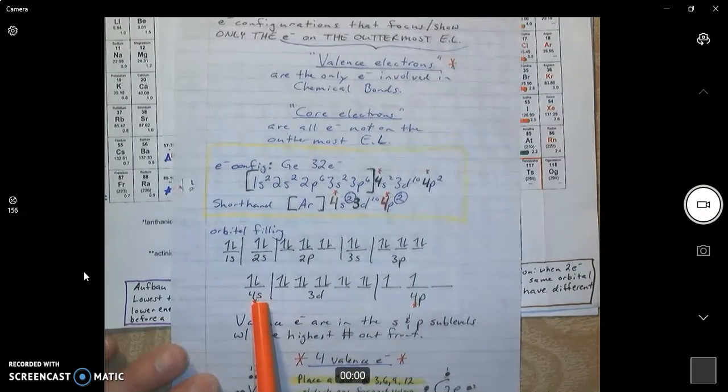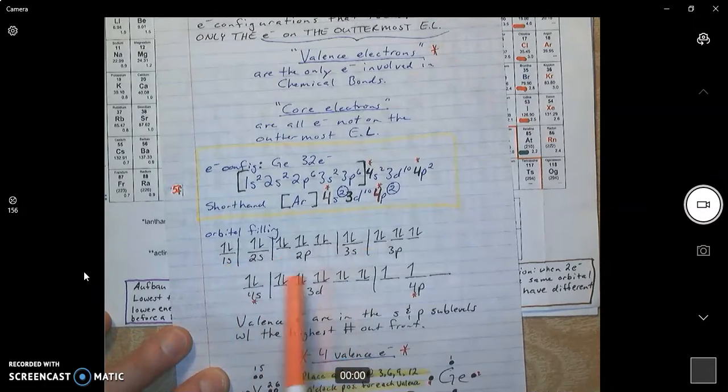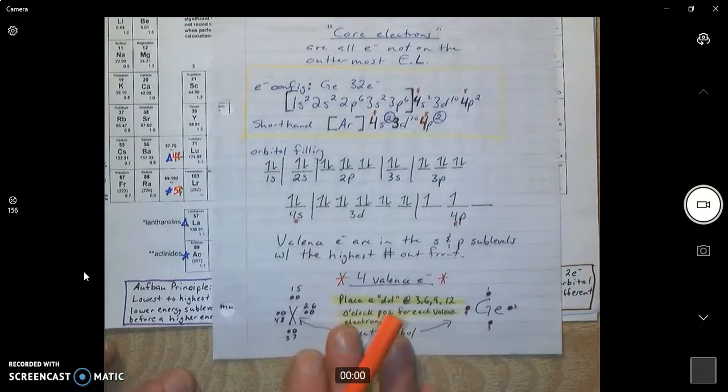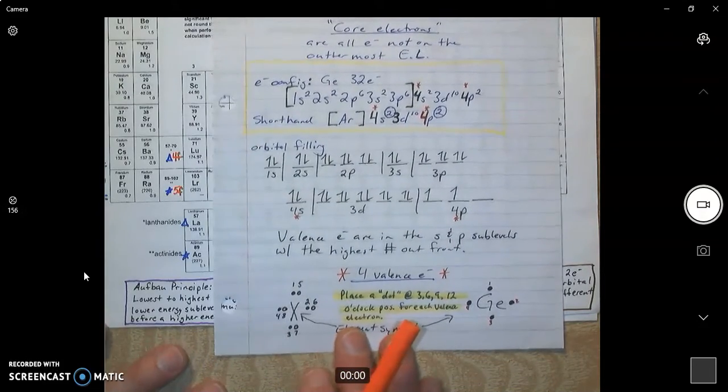Okay? You can do that from an electron configuration, or you can do that from an orbital filling. So if you have an orbital filling diagram, again, you're looking at all the numbers. Okay, there's a 4, and there's a 4. There's 2 electrons plus 2. That's 4 valence electrons. Now, what do we do once we figure out the number of valence electrons?